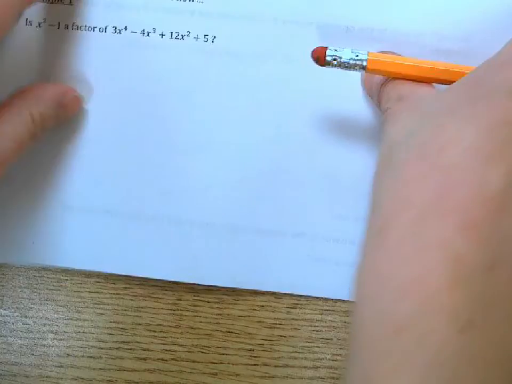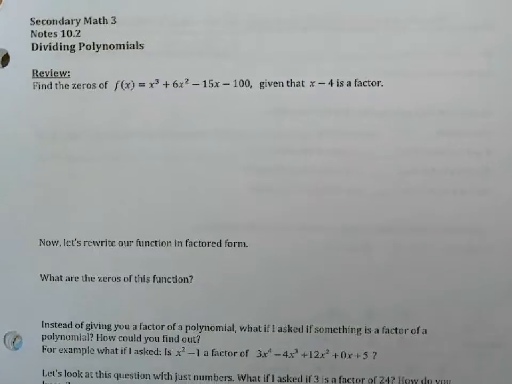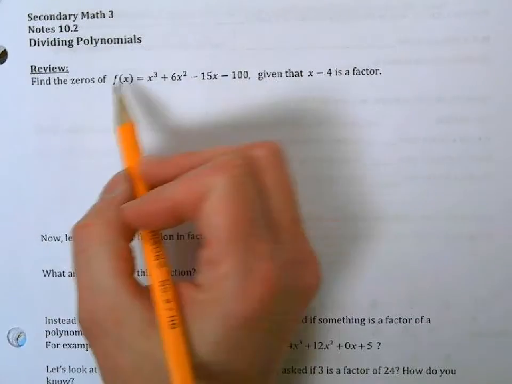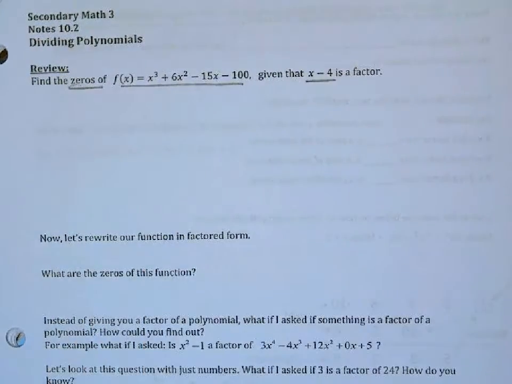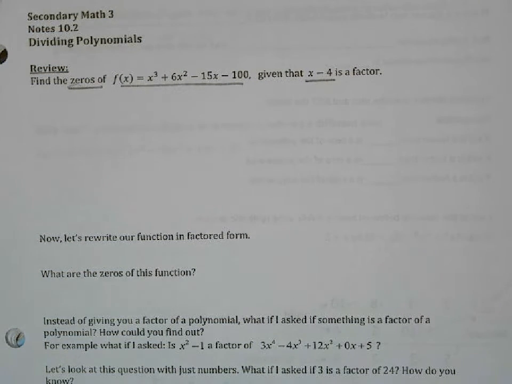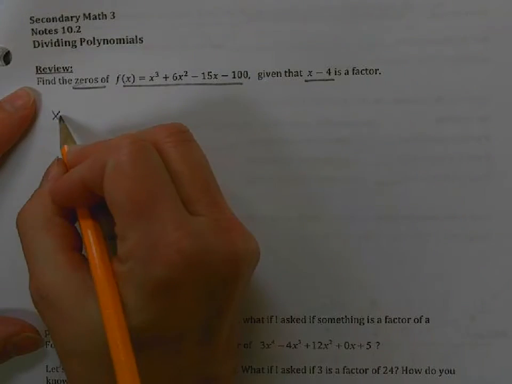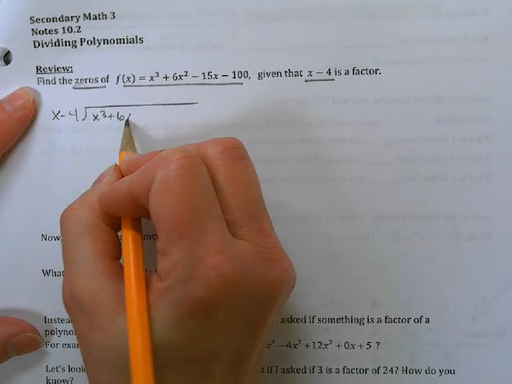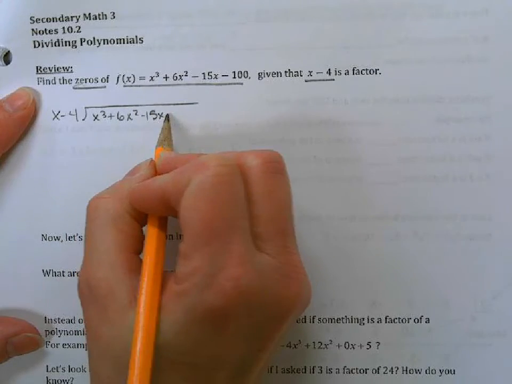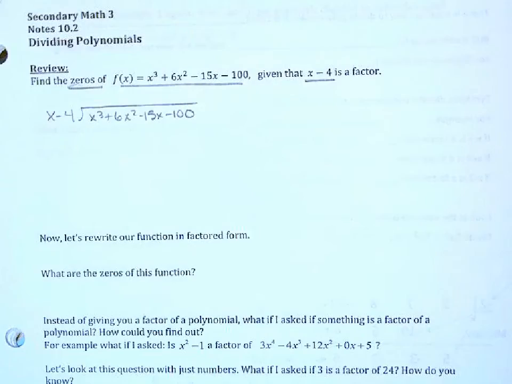Okay, beginning of 10.2, we do that exact same thing. Practice makes perfect. Find the zeros of this function given x minus 4 is a factor. So if I give you one of the factors, what do you need to do? You need to divide it. Here we go. We're going to divide x minus 4 into x cubed plus 6x squared minus 15x minus 100. Okay, go divide it. You get another round of practice.